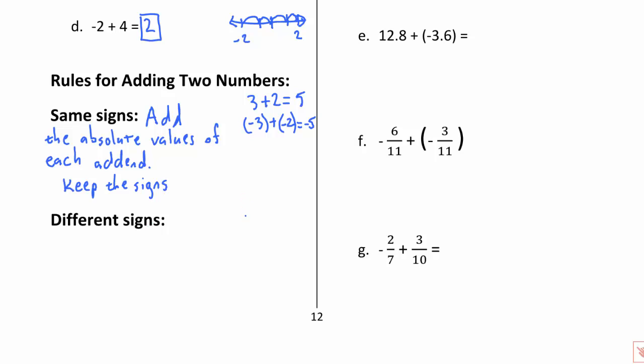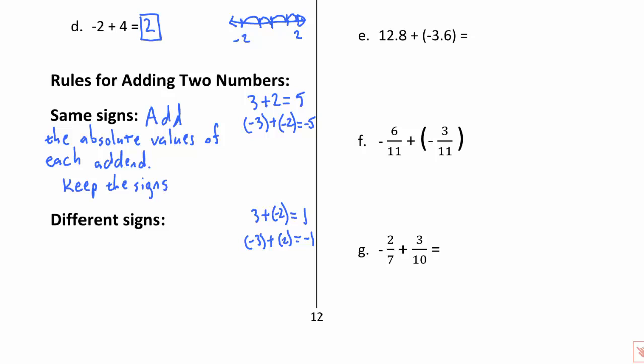Now, we can have different signs though. If I took a 3 plus negative 2, that's going to give me 1. Or if I did a negative 3 plus a positive 2, that's going to give me negative 1. Notice that what I'm doing here is I'm simply subtracting the smaller from the larger in absolute value terms, and then I'm keeping the sign of the larger.